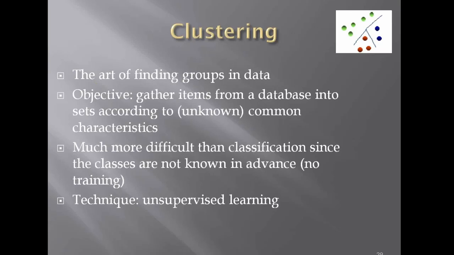Let's take a look at clustering. Clustering is the art of finding groups in data. The objective is to gather items from a database into sets with common characteristics. Now, clustering is much more difficult than classification because the classes aren't known in advance. We don't have any particular training on what these classes are. The technique that's typically used is unsupervised learning.